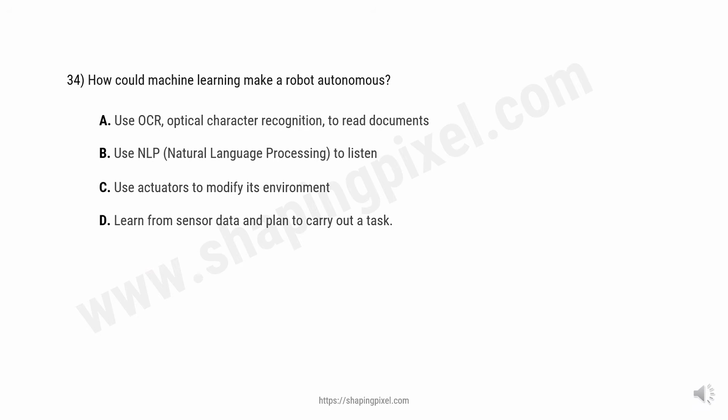Question number 34. How could machine learning make a robot autonomous? Option A. Use OCR, optical character recognition, to read documents. Option B. Use NLP, natural language processing, to listen. Option C. Use actuators to modify its environment. Option D. Learn from sensor data and plan to carry out a task. And the correct answer is option D. Learn from sensor data and plan to carry out a task.